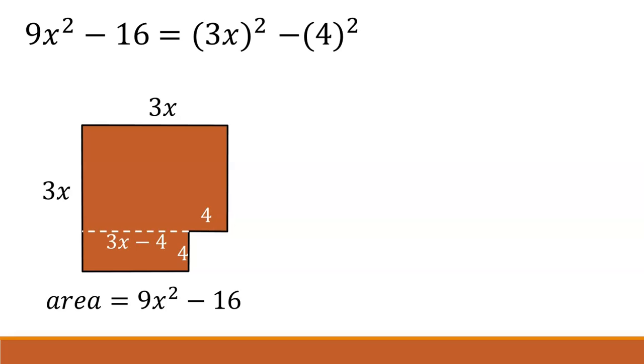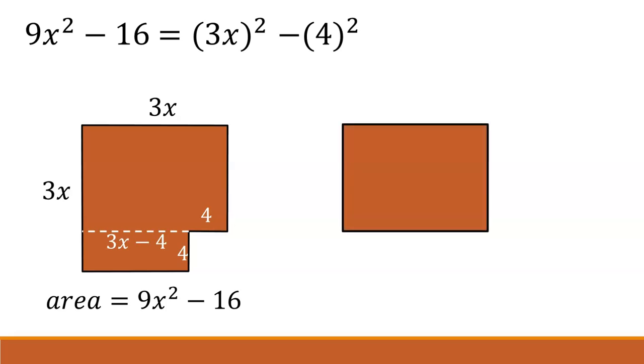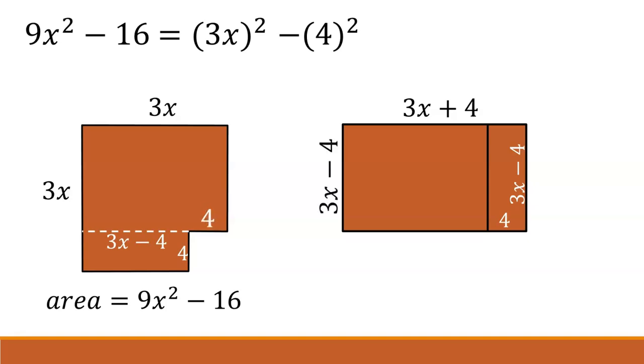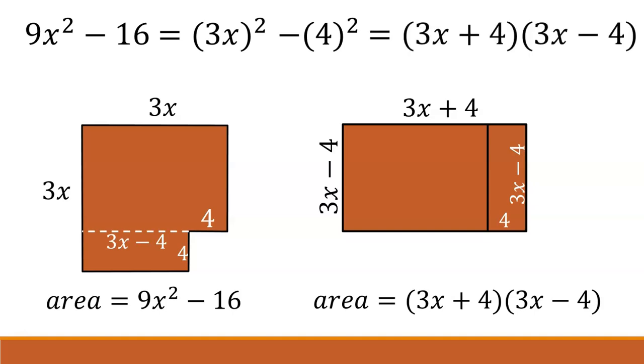Now to find the area of the entire shape, we'll start with the large rectangle, and then we'll take the small rectangle and move it right here. The longer side of this rearranged rectangle measures 3x plus 4, and the shorter side measures 3x minus 4. We know that to find the area of a rectangle, we take its length times its width. So the area of this rectangle has to be 3x plus 4 times 3x minus 4. And there it is. There's the factored form of our polynomial, and we found it by using area models.